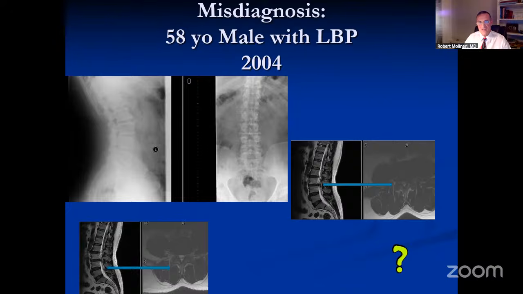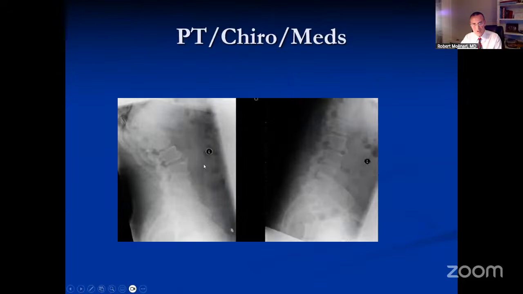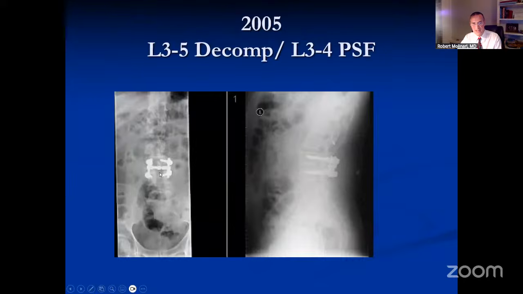And here's a patient of mine back in 2004. It's a 58-year-old male with back pain, has some stenosis right here at L3-4. Okay, has a little bit of motion there, and underwent a classic posterior fusion and decompression and did quite well, in 2005 with this operation.